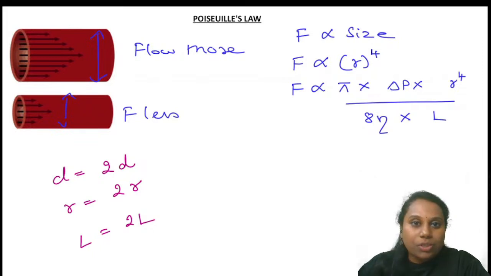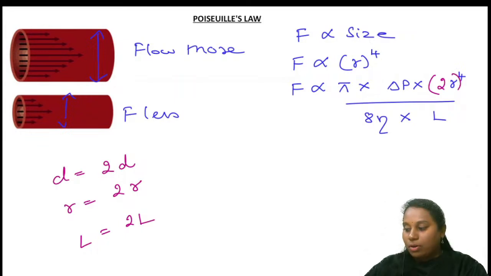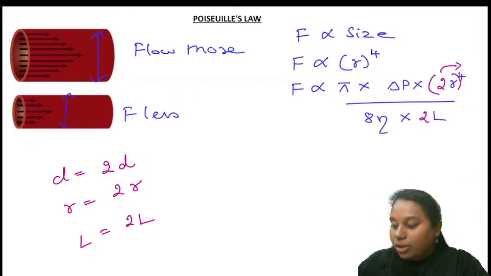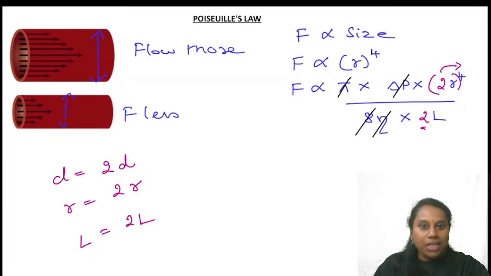So if we substitute this into the formula, R becomes 2R to the power of 4 and L becomes 2L. Now we have 2 to the power of 4 in the numerator and a 2 in the denominator. All others are same for both the blood vessels, so all others will get cancelled. Pi, delta P, 8, viscosity, all others are same. The difference is radius has doubled and length has doubled. R has become 2R and L has become 2L. Other than that, rest are all same.